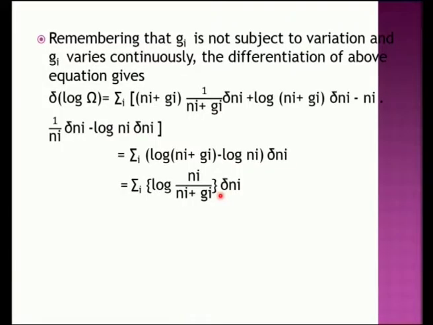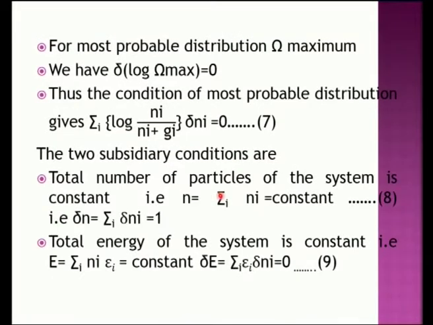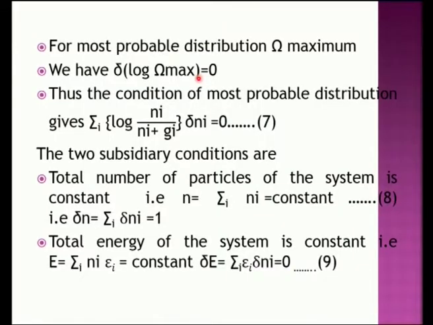This is the number of ways that g varies. To get the most probable distribution, that probability should be maximum. So, that delta log omega maximum must be equal to 0. You know, when any constant is differentiated, it will give a value of 0.